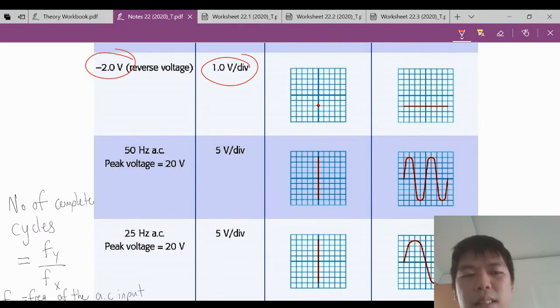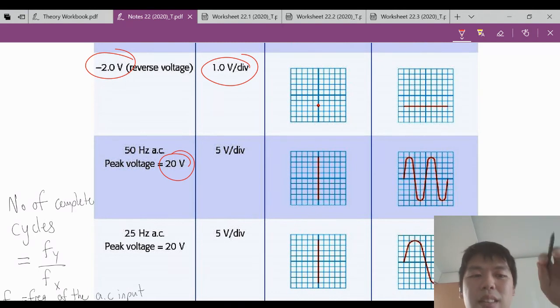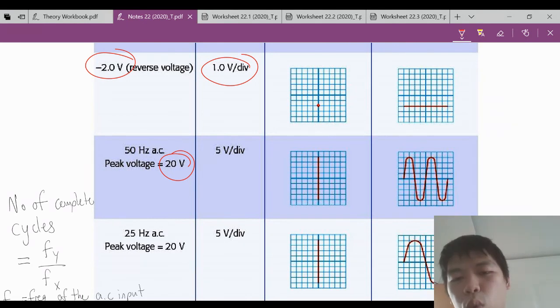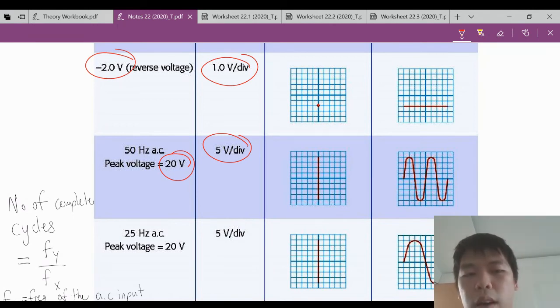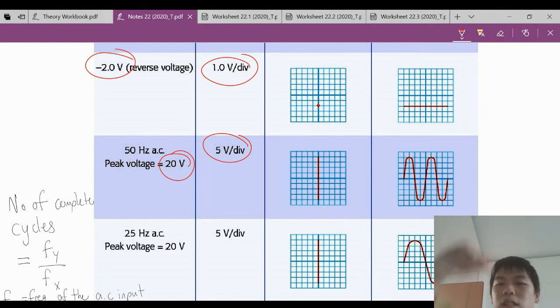Next, what will happen is now you apply 20 volts, but because it's alternating current, this voltage will keep changing because there's an alternating voltage. So one moment it will keep, sensitivity is 5 volts per division. So if you have 20 volts peak here, it means you need 4 divisions either end because it's alternating, it keeps moving up and down.